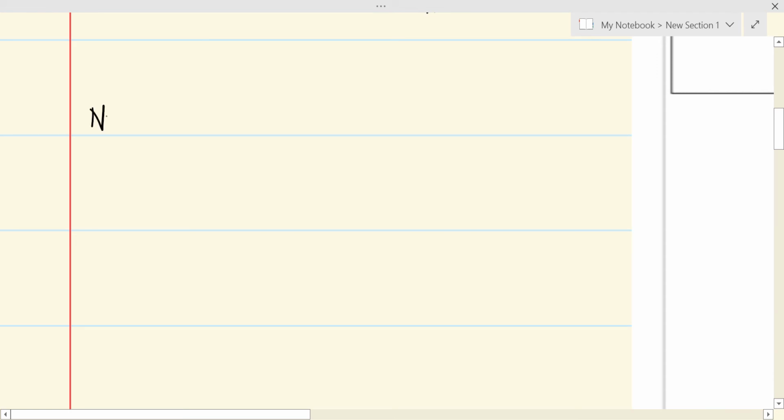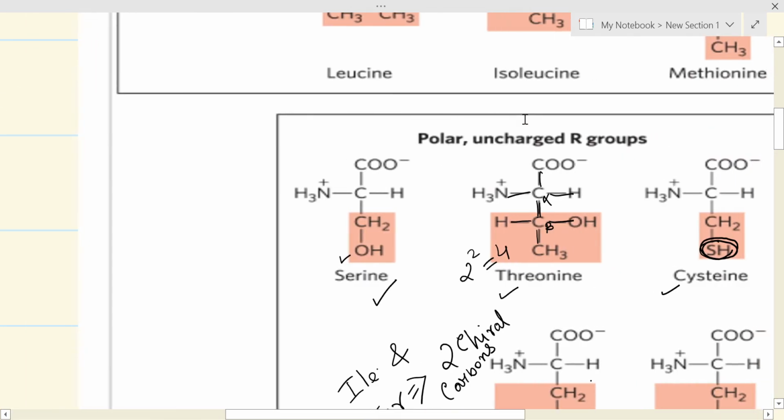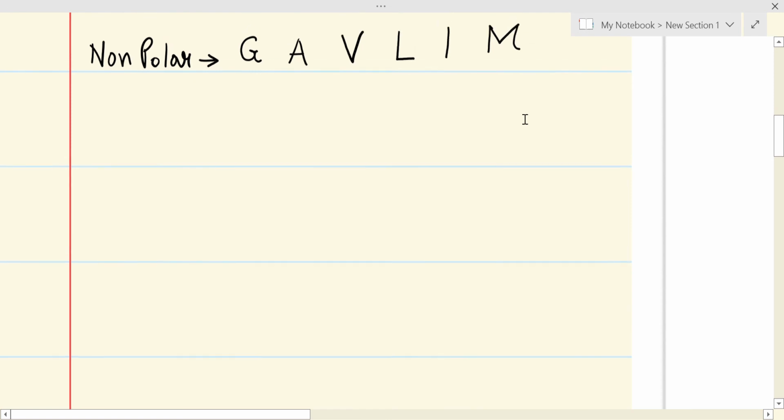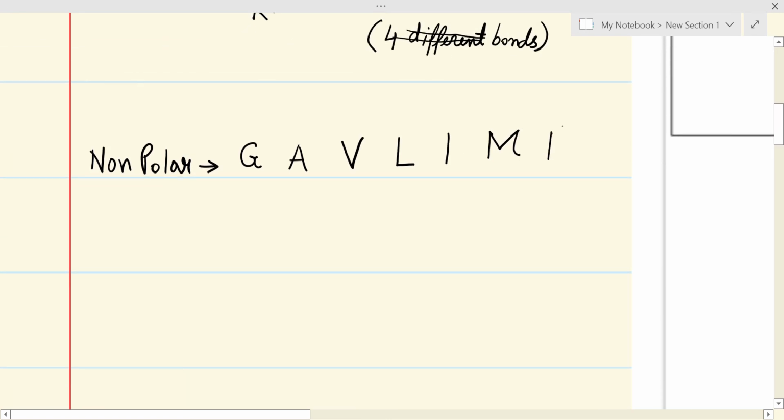Non-polar amino acids: we have glycine, alanine, valine, leucine, isoleucine, methionine. Then, yes, that's all I guess. Leucine, isoleucine, methionine, valine. Okay, we also have proline. These are our non-polar amino acids.